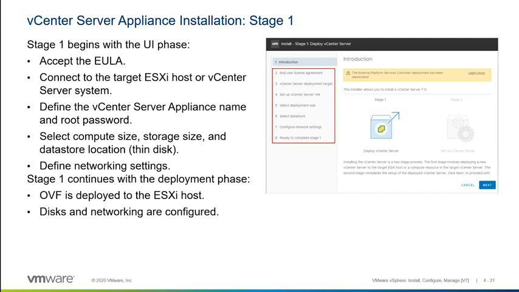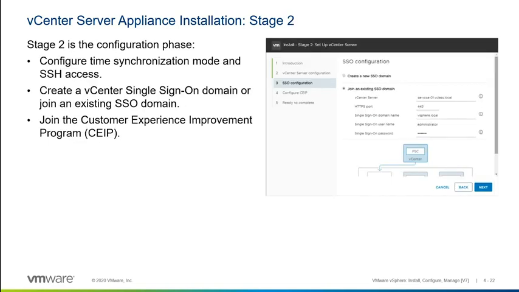We saw that when we did the initial installation of ESXi itself, it created a default virtual machine port group. So there will be options there for you to place this. So that's stage one, where the appliance is deployed to an ESXi host, the disks, the networking are configured, and vCenter itself is then powered on.